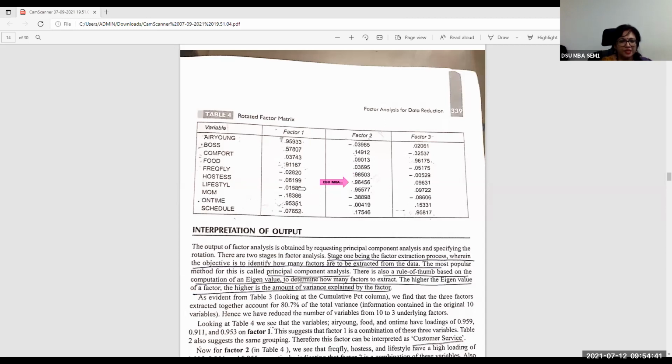Lifestyle is coming in factor 2 again with a coefficient of 0.95577. See, this is a very, very important part of reading the output of factor analysis. Many of the students tend to do the analysis, but then finally they don't understand that they have to interpret the factors like this.